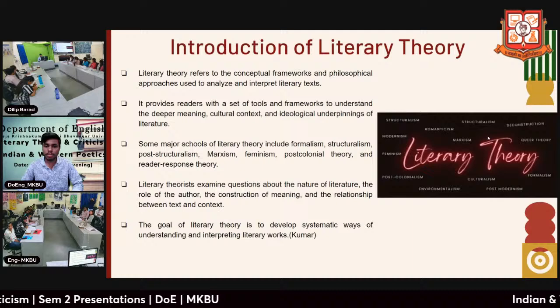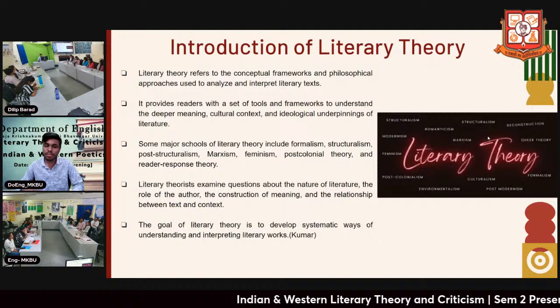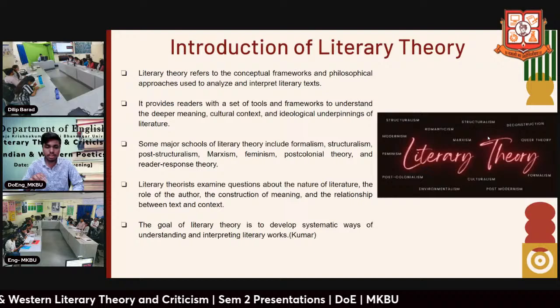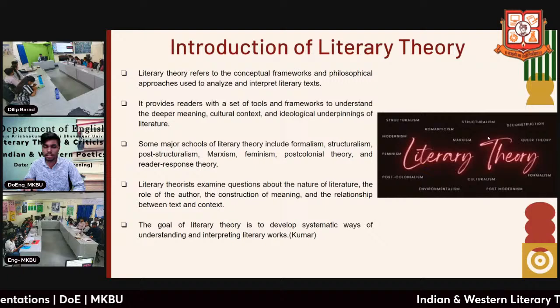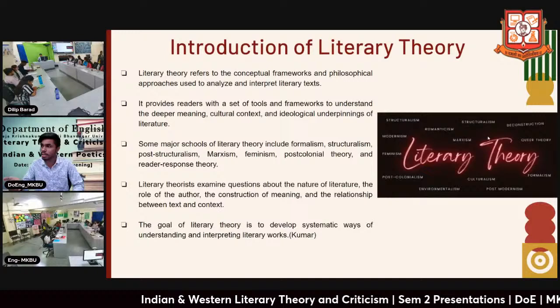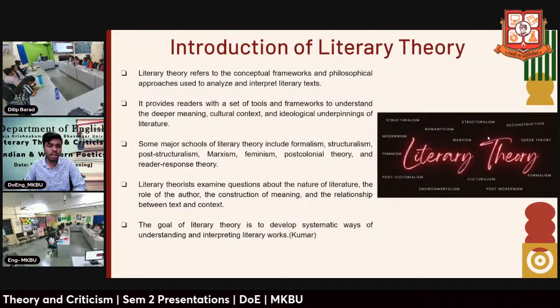Literary theories examine questions about the nature of literature, the role of the author, the construction of meaning, and the relationship between text and context. The goal of literary theory is to develop systematic ways of understanding and interpreting literary works.